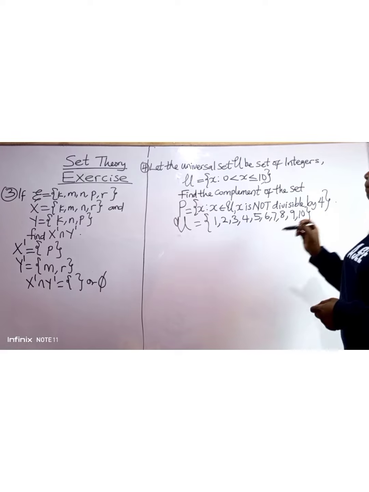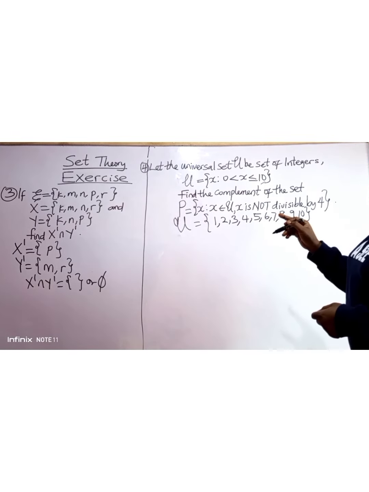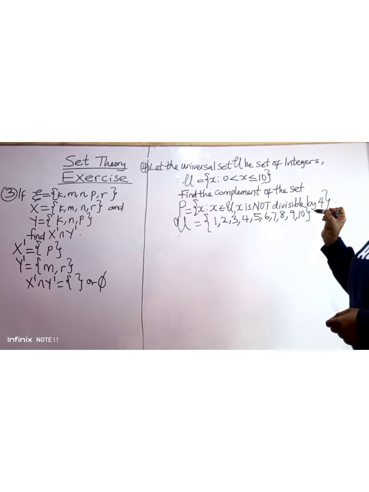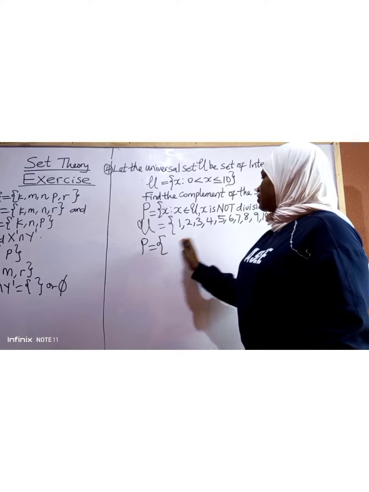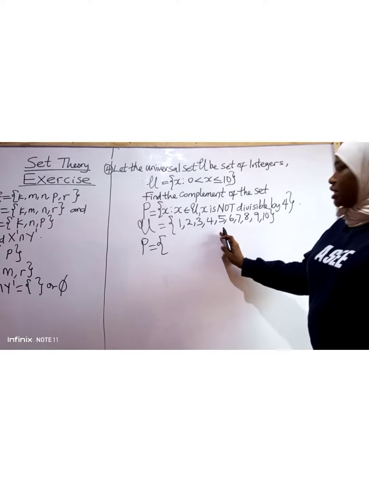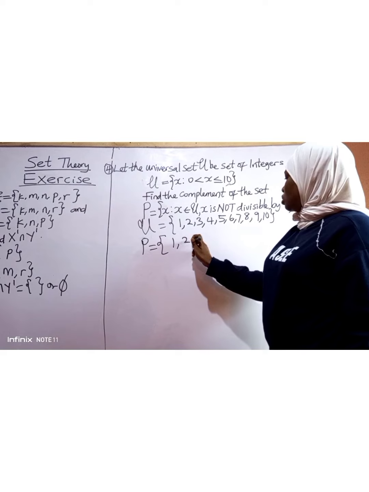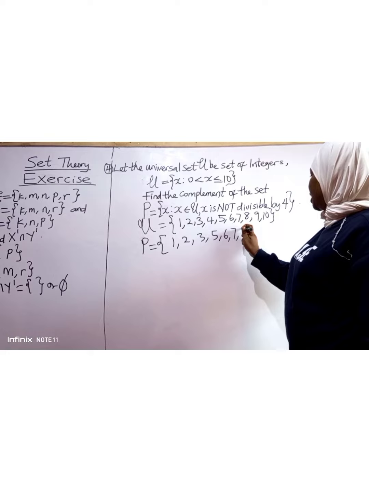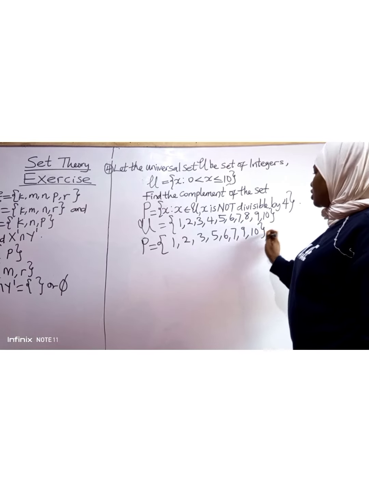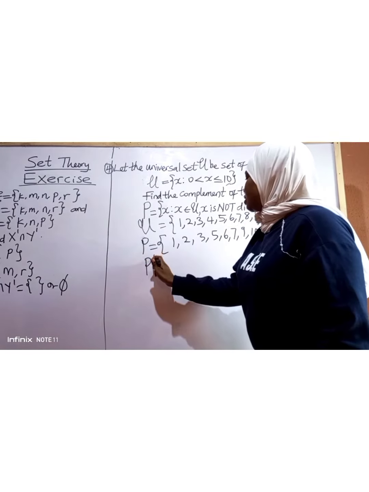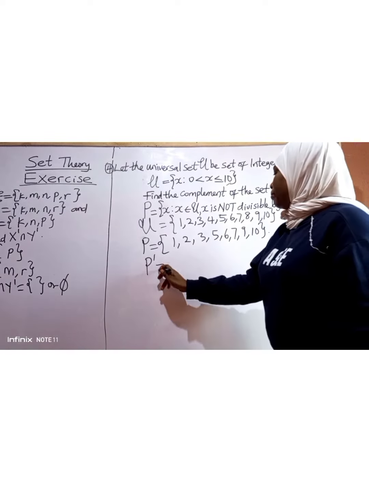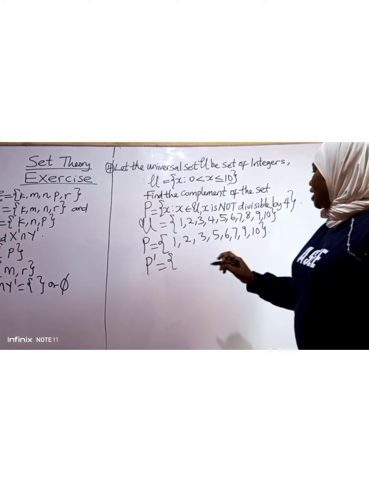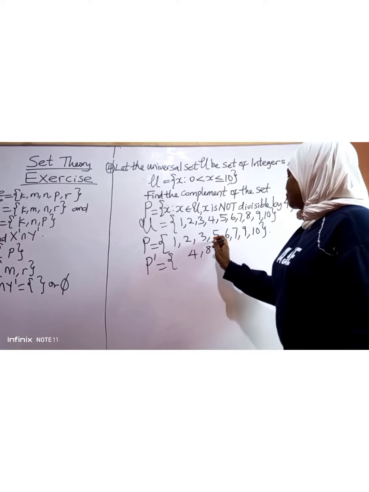Find the complement of the set P. If x is an element of the universal set, x is not divisible by 4. The numbers that are not divisible by 4 from the universal set are 1, 2, 3, 5, 6, 7, 9, and 10. Now, find the complement. P prime will be all the elements in the universal set that are not in P, and they are 4 and 8.